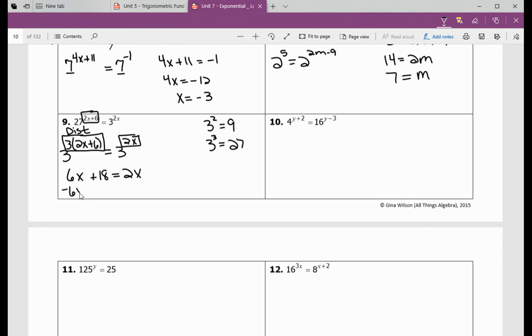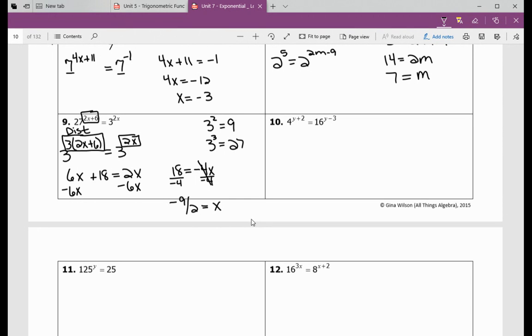So this time, I'm going to subtract the 6x. That gives me 18 equals negative 4x. You always divide by the coefficient of the variable, so we're going to divide both sides by negative 4. And that would reduce to negative 9 over 2 for your x value. Not all of these are going to end up being nice, neat, evenly divisible numbers, okay? And it's okay to come up with fractional answers for your exponents.